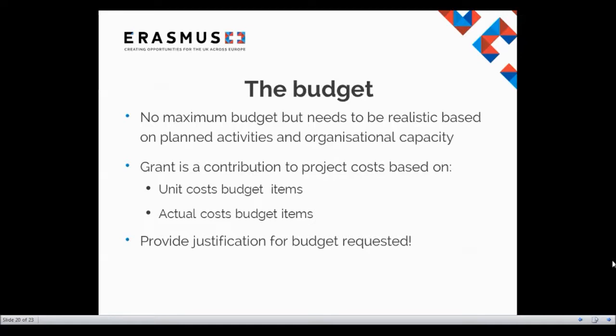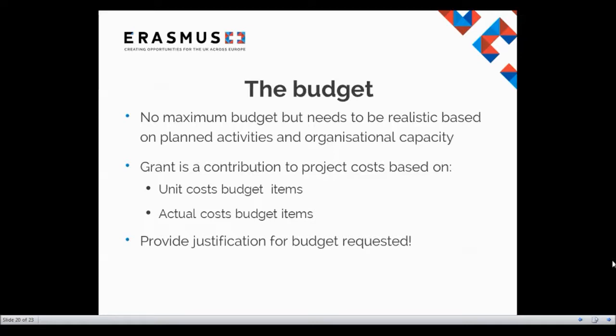Funding for actual costs is obviously based on the real cost of the item or service, but only a certain percentage of the cost will be covered. Budget headings using actual costs are special needs support and exceptional costs. Special needs support will cover up to 100% of the cost. Under exceptional costs, however, only a percentage of the actual cost will be funded via the Erasmus Plus budget.